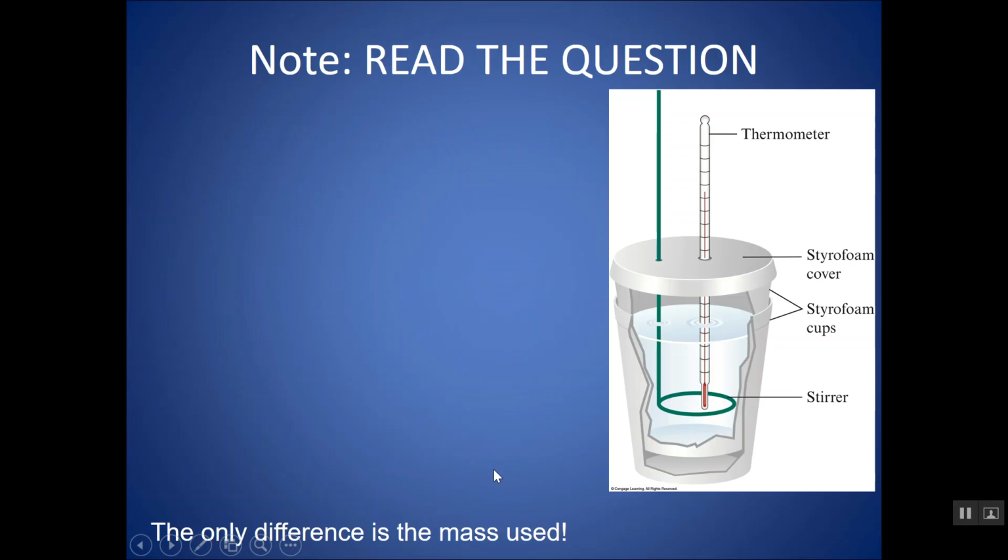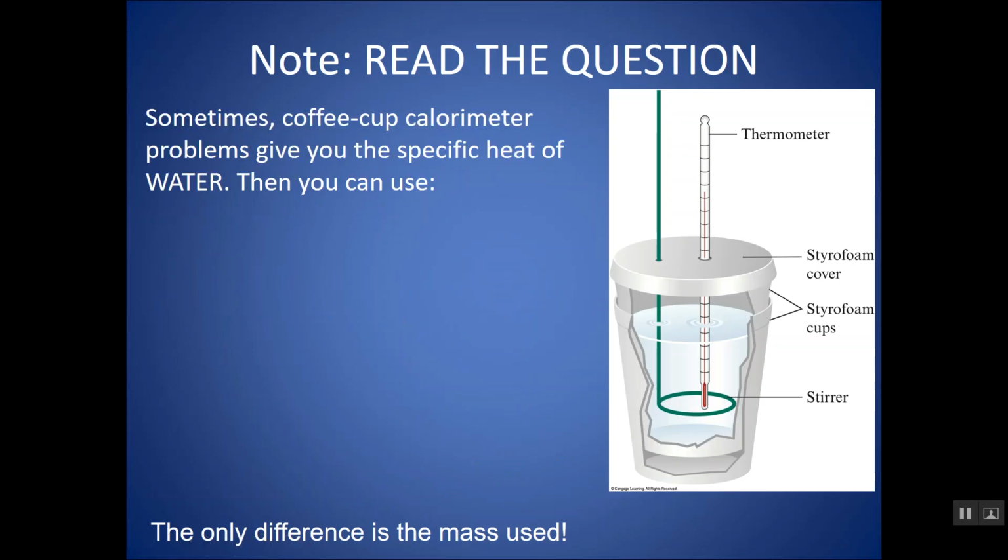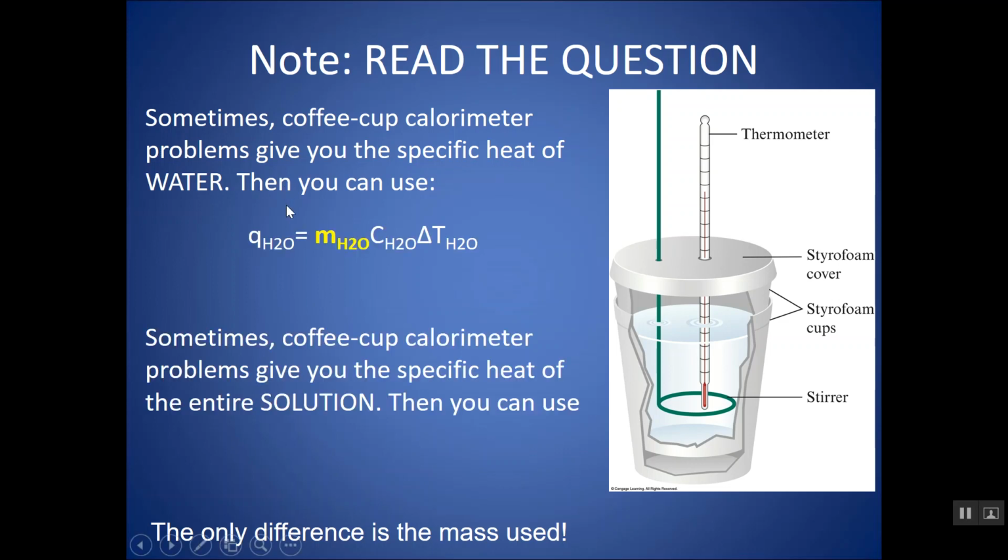Just a note to read the question. Sometimes coffee cup calorimeter problems give you the specific heat of water. Then you use everything about the water: mass of water, heat capacity of the water, change in temperature of the water. The water is the surroundings.